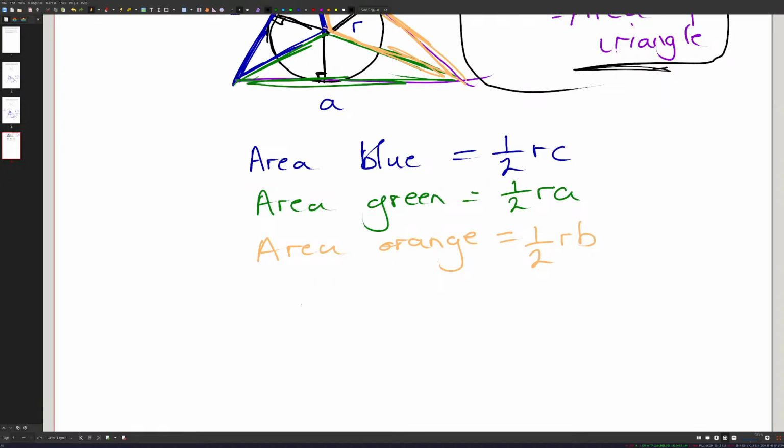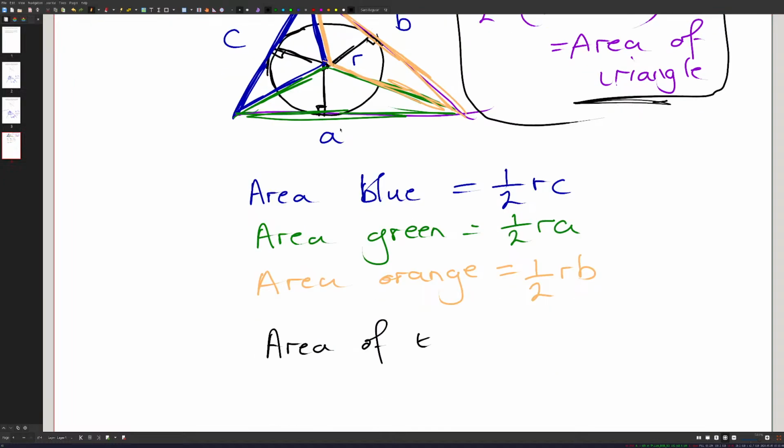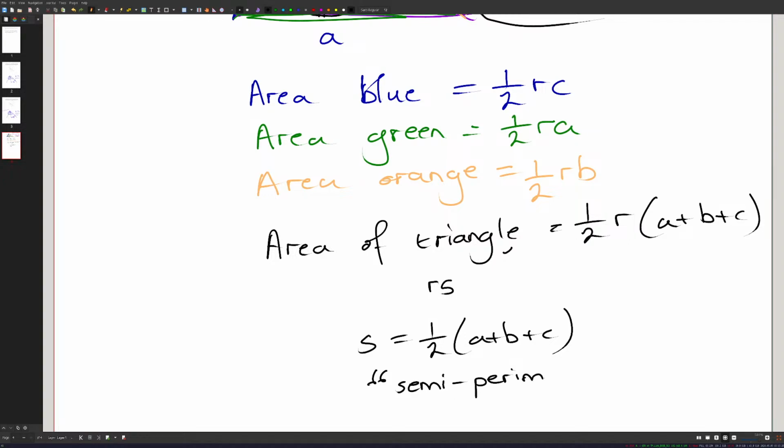If you add these together, you get that the area of the whole triangle is just the blue triangle plus the green triangle plus the orange triangle. And so that's going to be a half of r times a plus b plus c. And you'll sometimes see this written as r times s, where s is defined to be a half of a plus b plus c. And s here stands for semi-perimeter. Semi meaning half, and perimeter being, well, perimeter. Or outside measure, I guess, is technically what the individual parts of the word means.